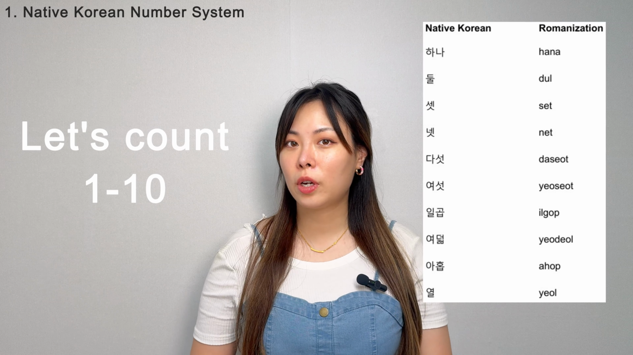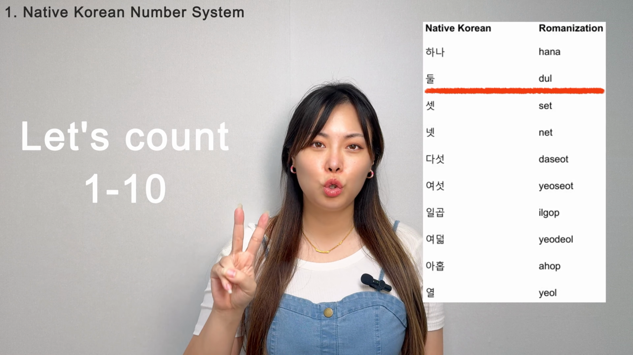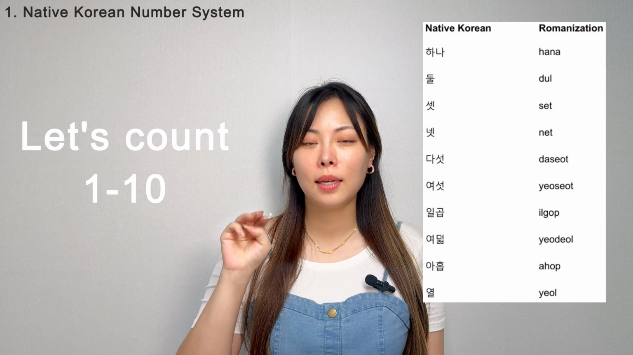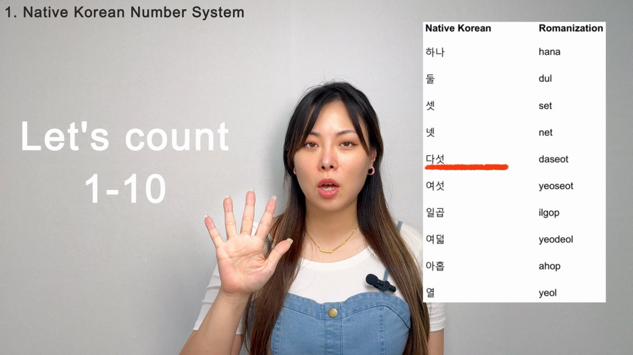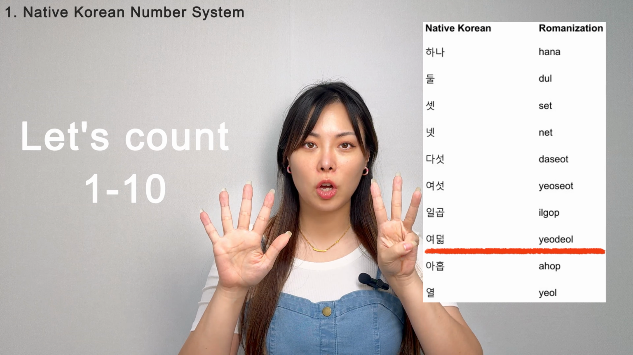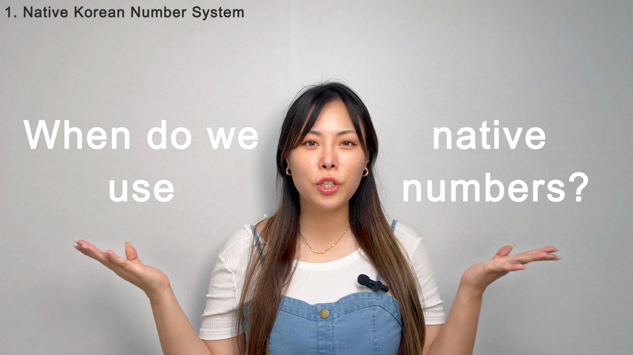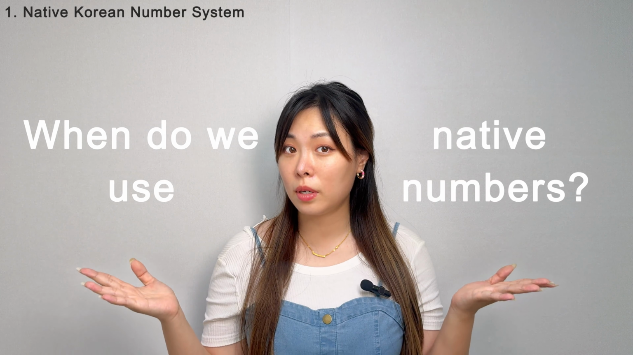Now let's start with the Korean native number system. 하나, 둘, 셋, 넷, 다섯, 여섯, 일곱, 여덟, 아홉, 열. So when do Koreans use these native numbers?